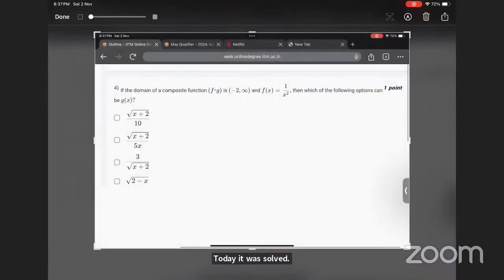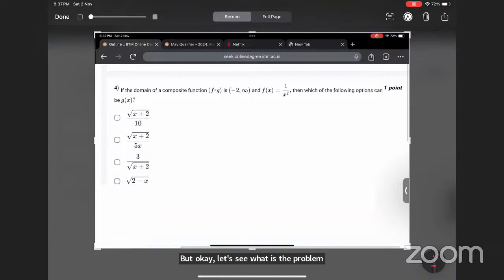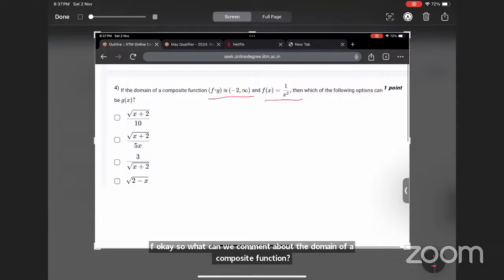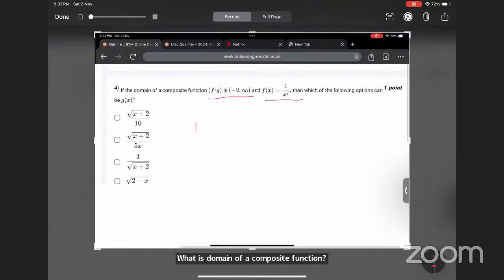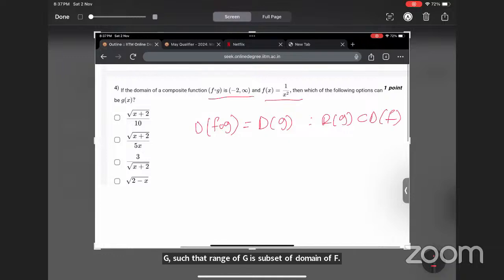But okay, let's see what the problem is. We have been given the domain of the composite function and we have the function f. So what can we say about the domain of a composite function? The domain of f compose g equals the domain of g such that the range of g is a subset of the domain of f, right? This we know, right? Yes, ma'am.